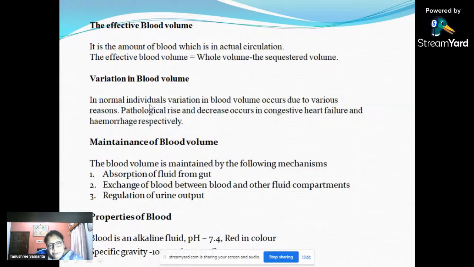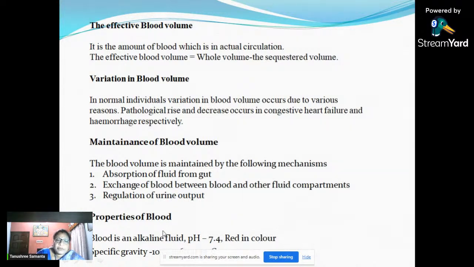It might be due to pathological reasons, and even due to certain physiological reasons there are variations in the blood volume. Hence it is important to maintain the blood volume, and that is done by the absorption of fluid from the gut, exchange of blood between the blood and the other fluid compartments, and by the urine output.